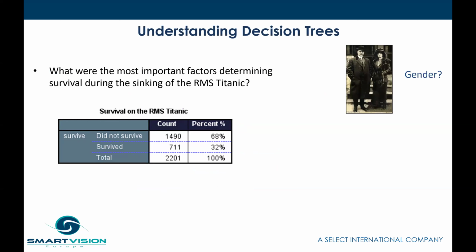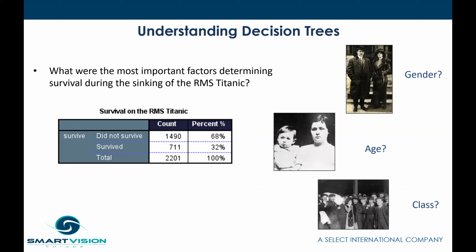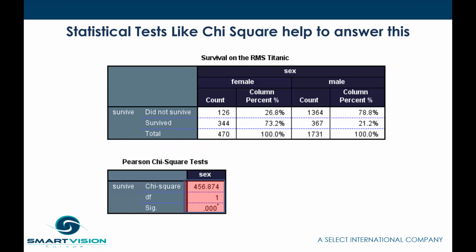you might ask, is it gender, or was it their age, or was it the class that they were traveling in? A decision tree helps us figure out the hierarchy of factors, because it turns out that if you were to do a series of statistical tests where you test gender against survival and age against survival and class against survival, what you find is that they're all statistically significant.